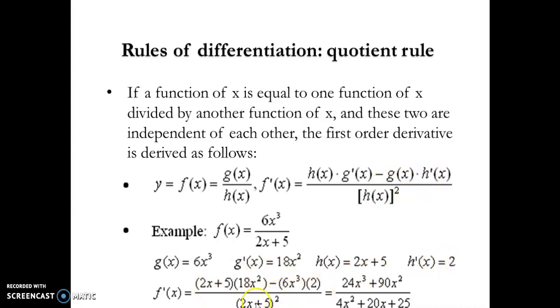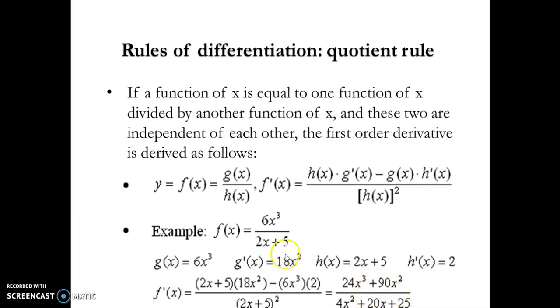So all of this over the denominator squared, or h of x squared. So squaring, where's h of x? Squaring that term. And then, of course, again, you can do your expansion and your simplification, and you'll get your final answer. I will not be explaining that basic step.